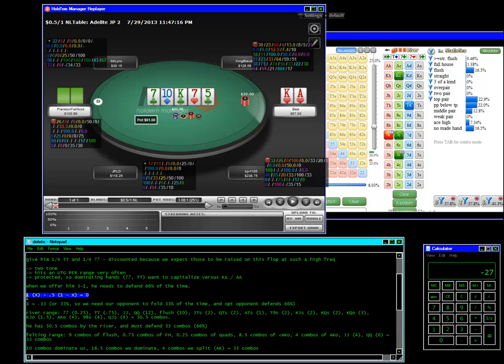So I just ran this quick algebra here to demonstrate that for this sizing, we need him to fold 33% of the time with our bluffs, let's say. So our opponent, and then of course we're bluffing at that frequency to give our opponent incentive to call. I made another video on that earlier. So we need our opponent to fold 33% of the time, so an optimal opponent defends 66%.